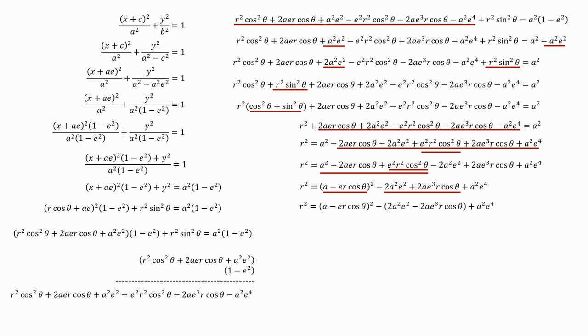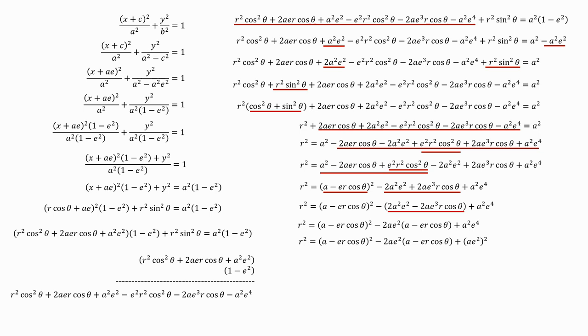Now here I'm simply taking these terms and putting them in parentheses. So the plus 2ae cubed r cosine theta becomes minus 2ae cubed r cosine theta. And then here I'm taking these terms and I'm factoring out 2ae squared.